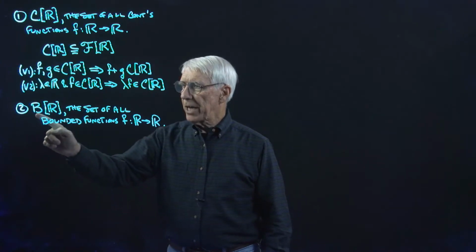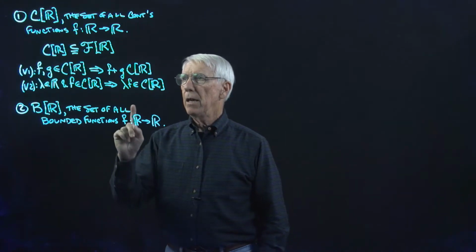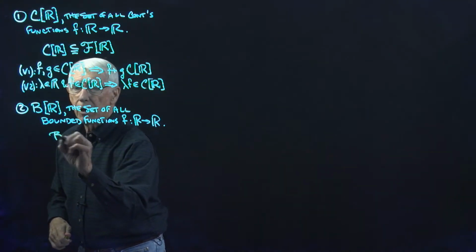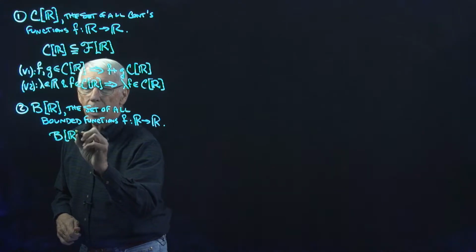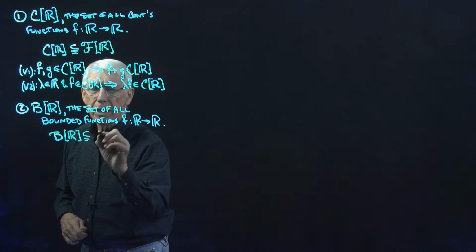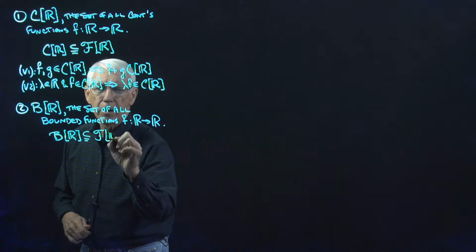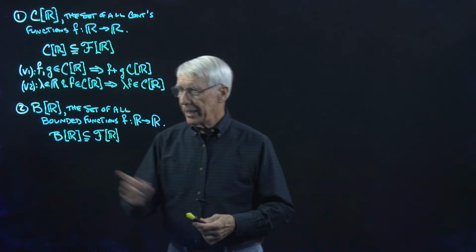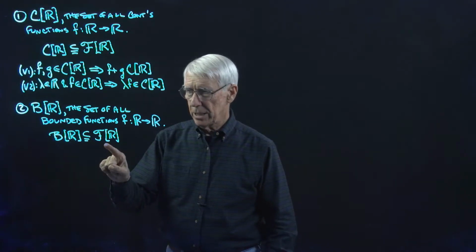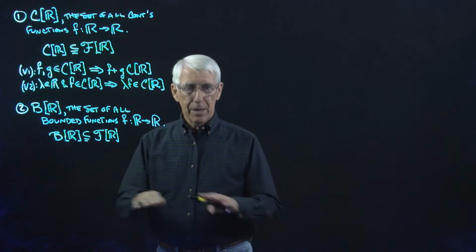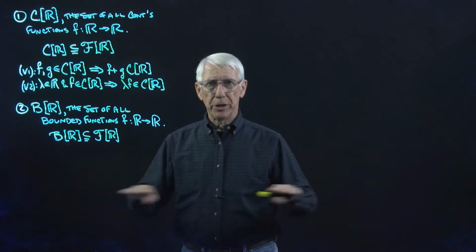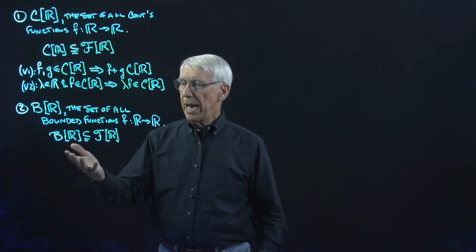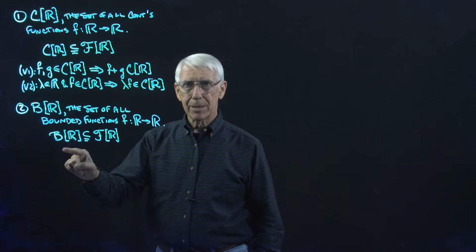So the set of all bounded functions, they're all functions from R to R. So clearly, the set of all bounded functions from R to R is a subset of F of R as well, because they're all functions from R to R. So here again, we have a subset of a vector space. It's non-empty because the function that assigns to every real number 0, the constant function 0 everywhere, is bounded, of course. And so this is a non-empty set, containing that function.